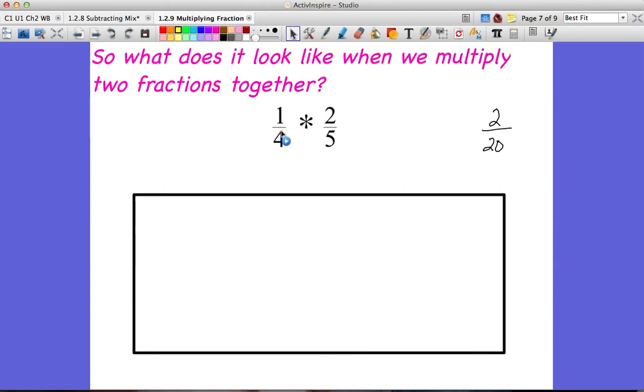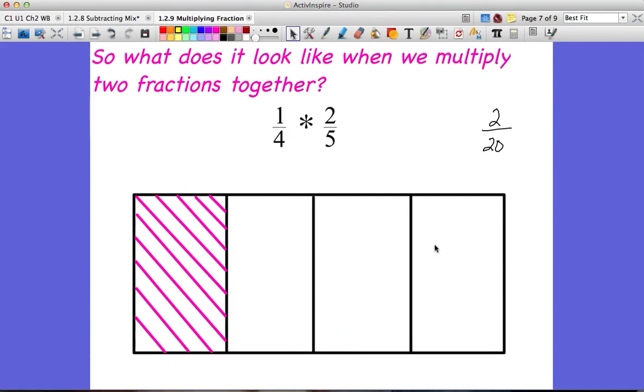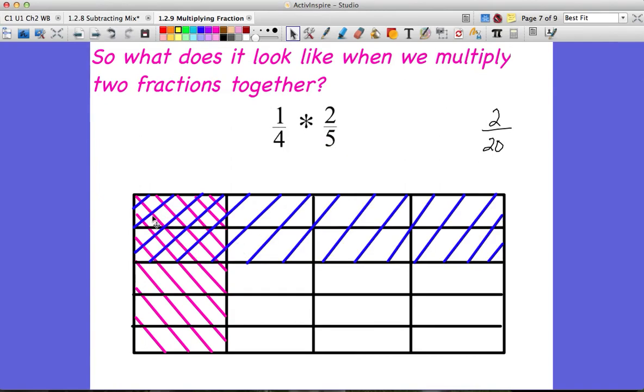So if I take 1/4, I'm going to take this whole right here, and I'm going to cut it into fourths and take 1/4. Okay, so I have 1/4 right here. Now I'm going to take that same whole and cut it into fifths, going the opposite direction. So 1, 2, 3, 4, 5. But now here's the thing. It's no longer cut into fifths and fourths. It's actually cut into 20ths, because we have 1, 2, 3, 4, 5 and 1, 2, 3, 4. So we have 20 pieces right here. And then we take the pieces that overlap. So we have 2 pieces that have blue and pink in them.